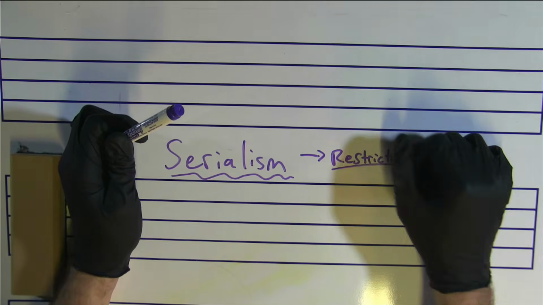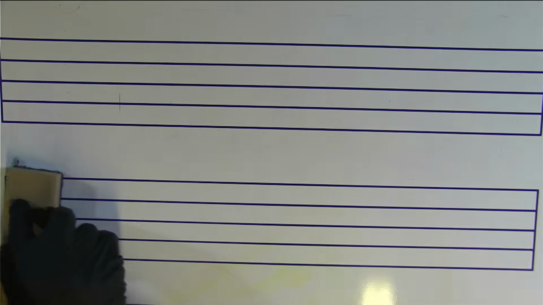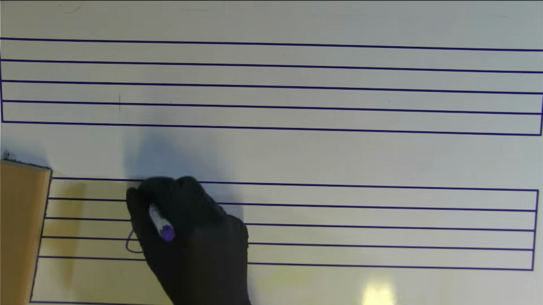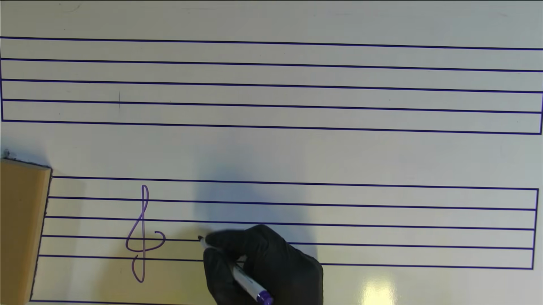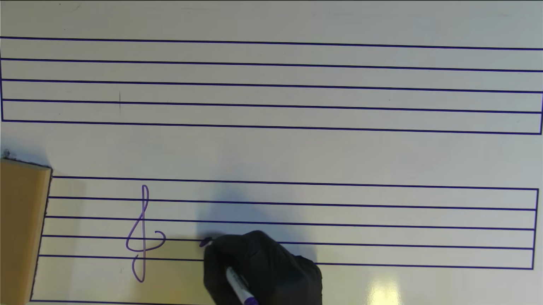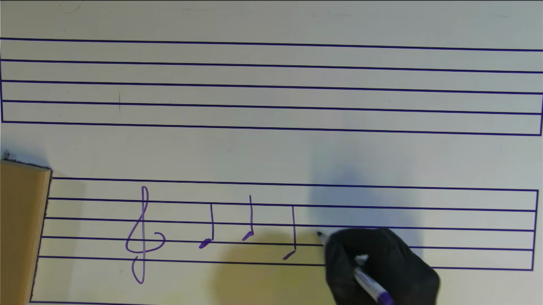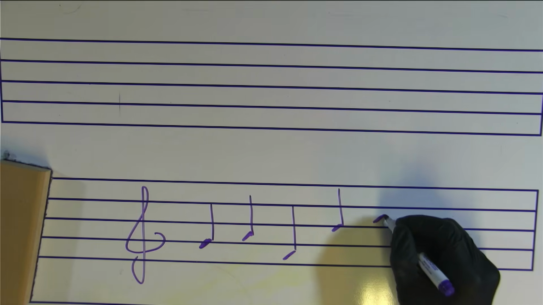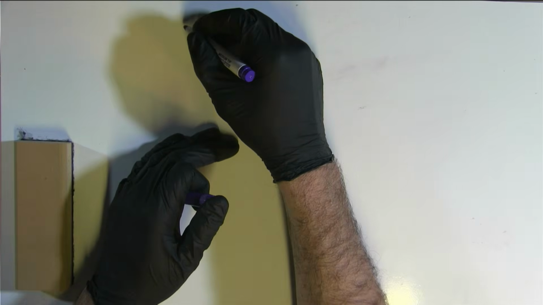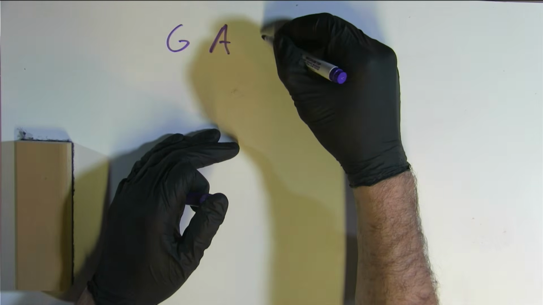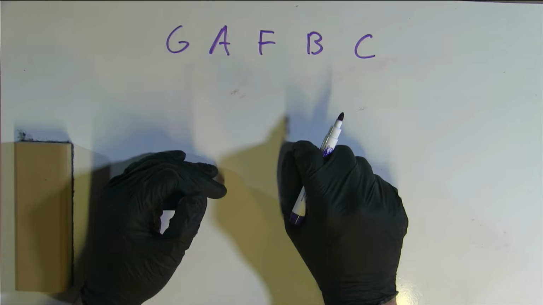But first, let's just compose a little line. We'll do it in treble clef, and we'll do it in C major. Sure, no accidentals, no key signature, just G, A, F, B, C. So I've removed the manuscript paper portion of this, and we're going to write using only letter names. So G, A, F, B, C. This is our prime row.